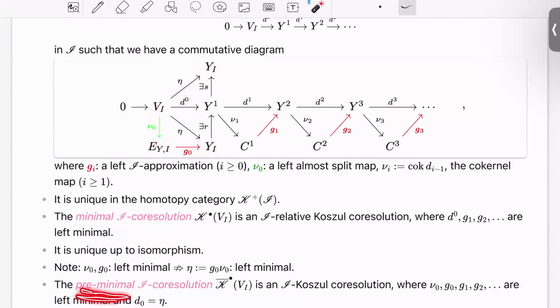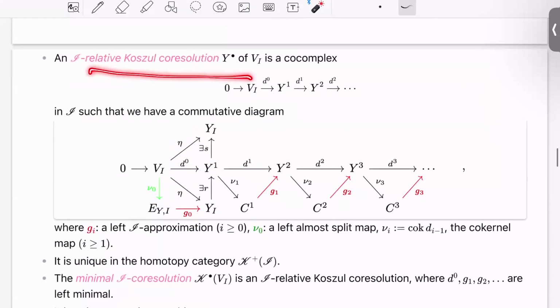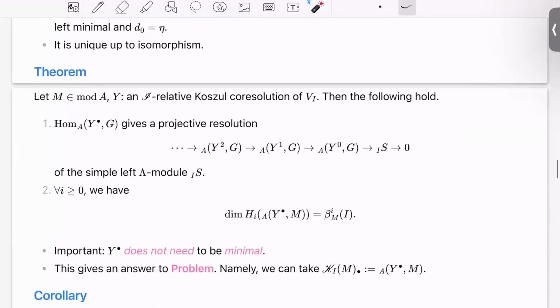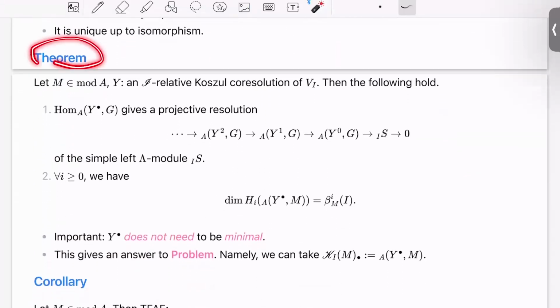I call it pre-minimal if these things are minimal. So there is a little difference between minimal and pre-minimal. And then this is easier to compute. But as we see, we don't need to take care of minimality. So that's enough to think in general of this iterative Cauchy complex, a co-resolution. So then this is a theorem.